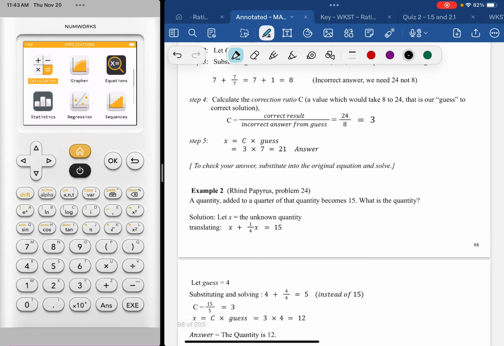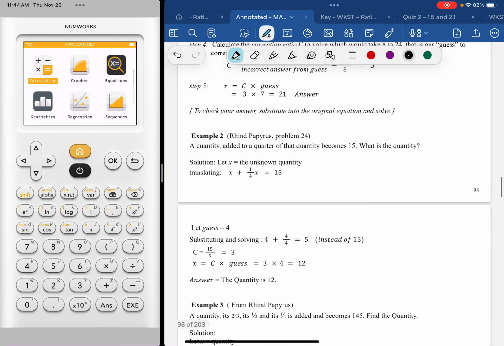You could also be given the context, in this case, example 2, a quantity added to a quarter of that quantity becomes 15. So it would make sense that that quantity would be some sort of countable value, right? A number of items. So I'm expecting X to, at a minimum, be positive, but I'm also thinking it's probably going to be a whole number, right? Something greater than 0, though.